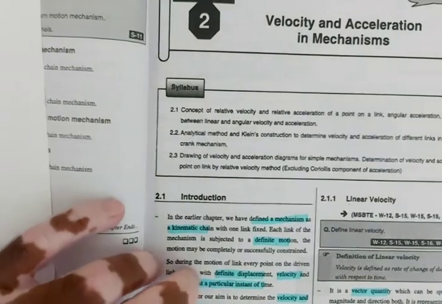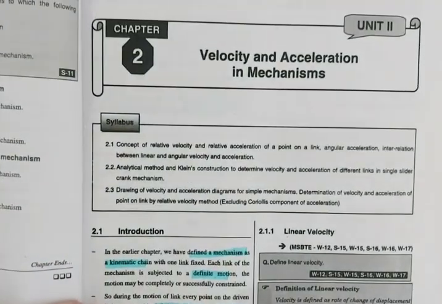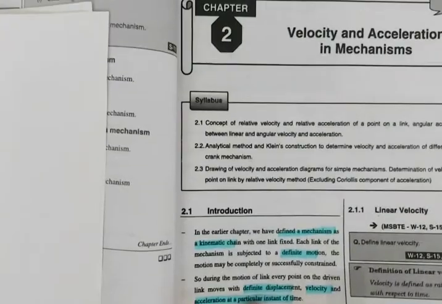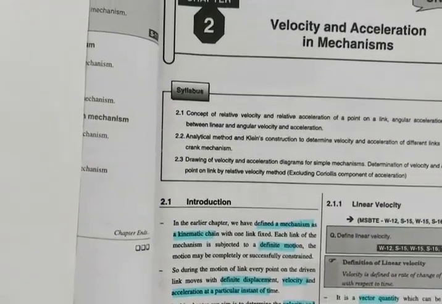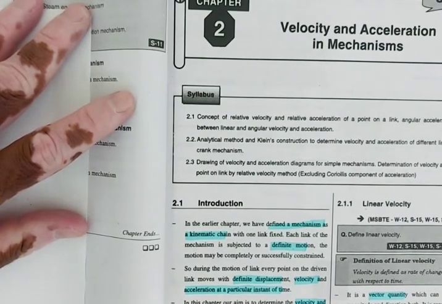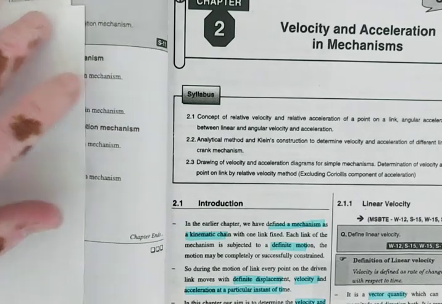Now second chapter, velocity and acceleration in mechanism. This is actually you have to produce velocity and acceleration diagram. So I will explain how this velocity and acceleration diagram is to be produced.